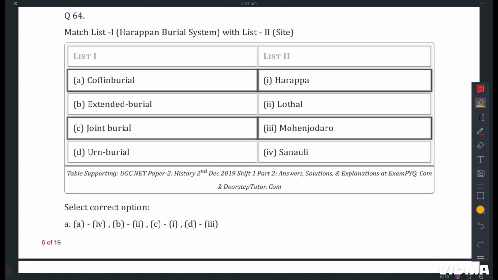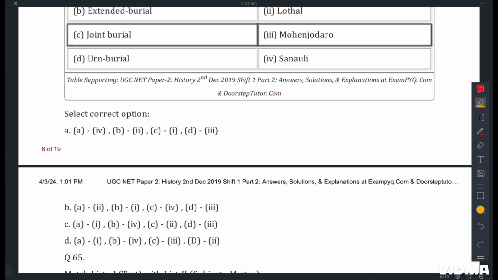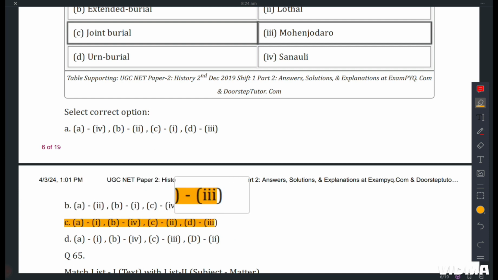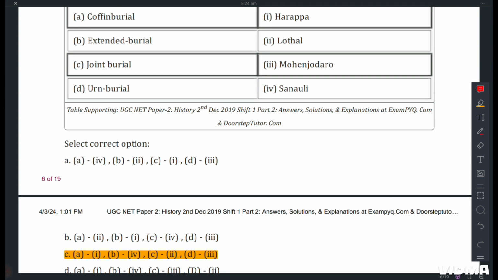Match list 1, Harappan burial system with list 2, rare sites. Coffin burial, extended burial, joint burial, urn burial. Harappa, Lothal, Mohenjo-daro, Sonoli. So the correct answer is option C. Coffin burial, Harappa. Extended burial, Sonoli. Joint burial, Lothal, and urn burial, Mohenjo-daro.